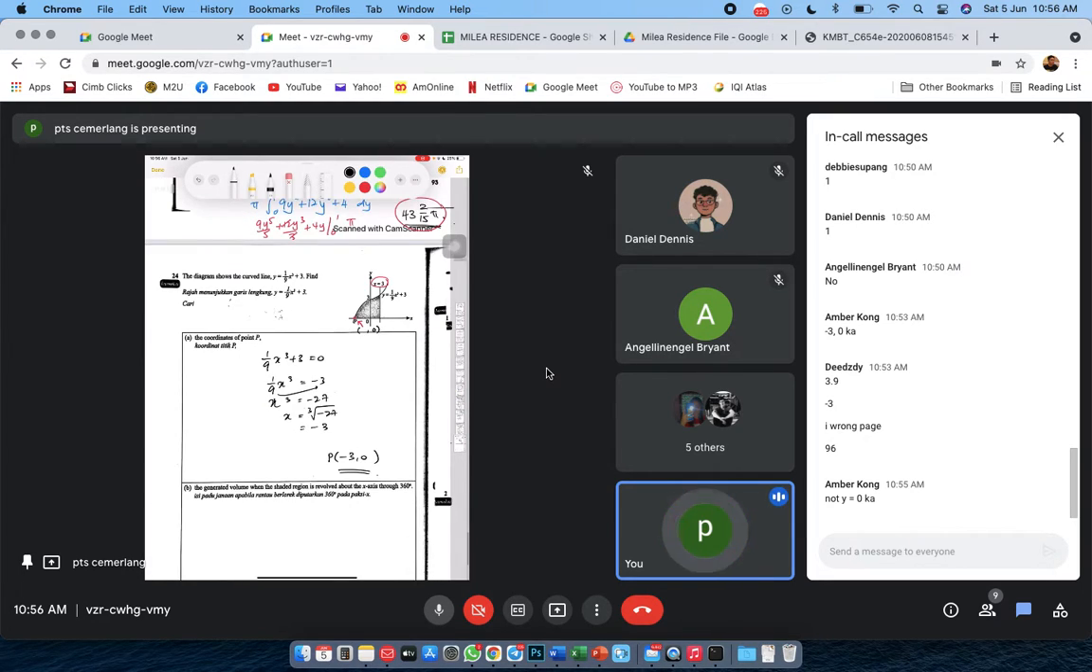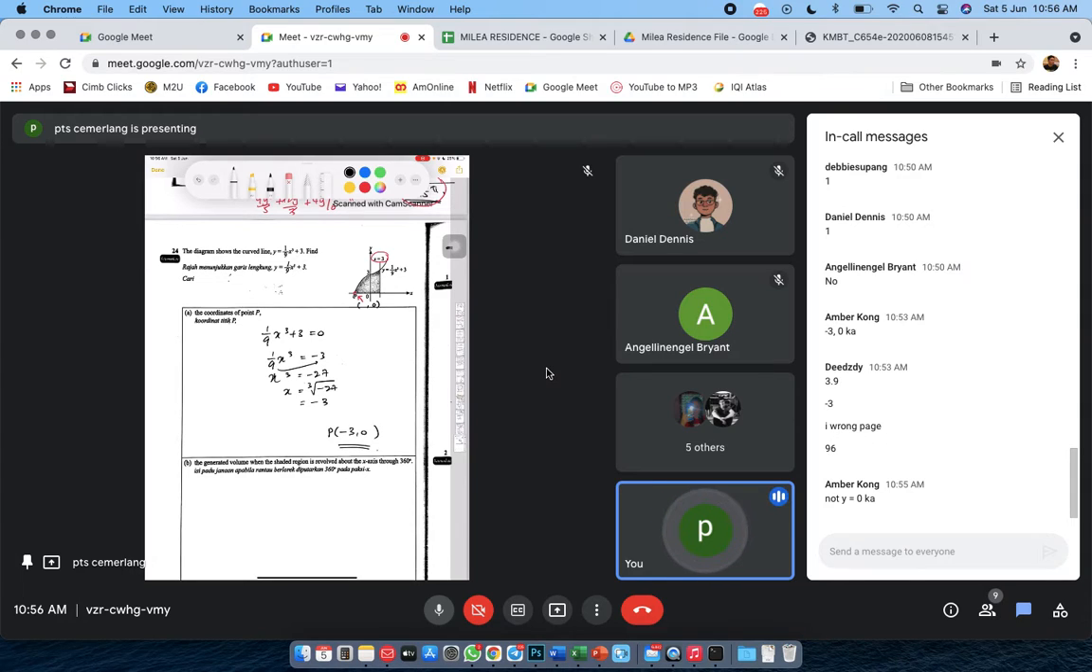Okay. So next. You are asked to find the generated volume when the shaded region is revolved around the x-axis through 360 degree. Okay, so this is at your x-axis. Everything I know already now kan. I know this is negative 3 kat sini. I know this is negative 3. I know this is 3.